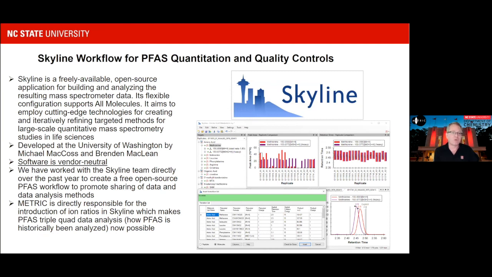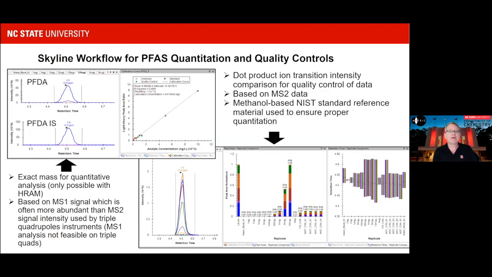Skyline has been around for a while, mostly driven towards proteomics and then moving into small molecules. Now we've adapted it for PFAS, and so we can do all the PFAS quantification and quality controls in Skyline. These are just showing you some examples here of PFDA with the internal standard. We can use the exact mass, we can use fragment ions, we can look at fragment ion abundances here in Skyline, and just make sure that everything's looking really good. And we use NIST SRM materials as our QC samples.